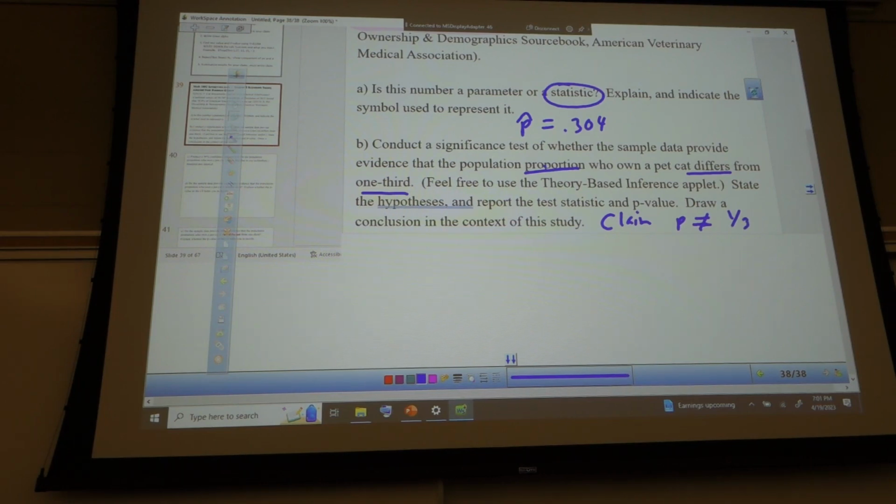Good? All right. So my step 1, H naught is always equal. So it's going to be what? Equals 1/3. What equals 1/3? P equals 1/3. Is that my claim? No. So H1 becomes my claim. P is not equal to 1/3. That's my claim. You don't have a lot of space, so I'm going to make it small. Step 2.